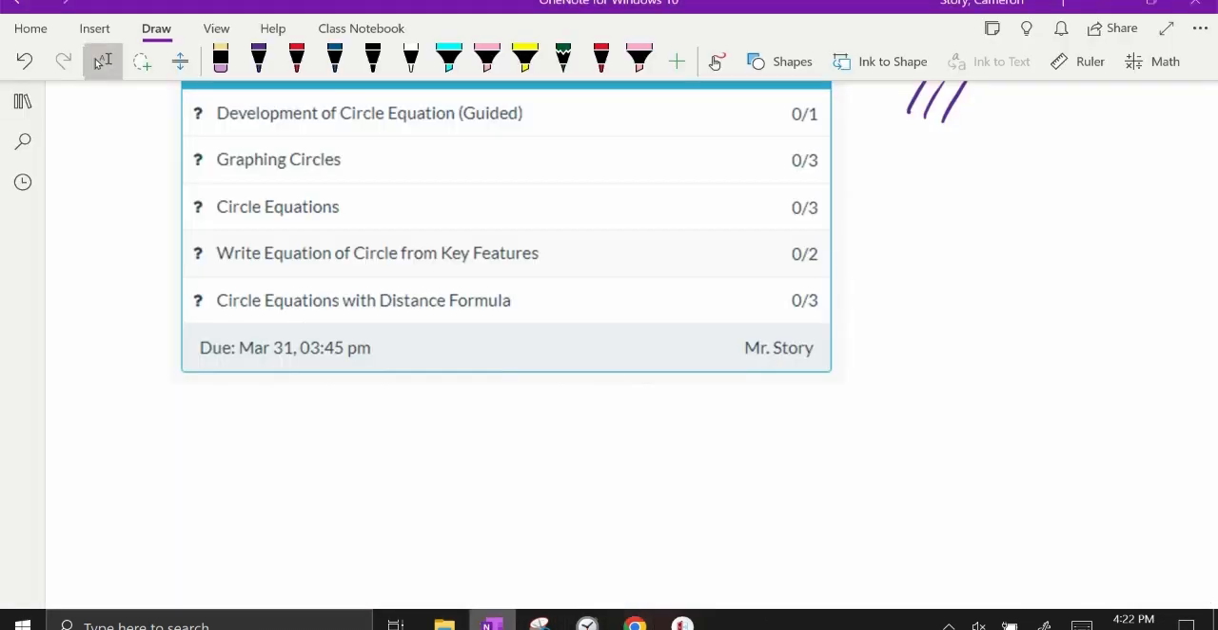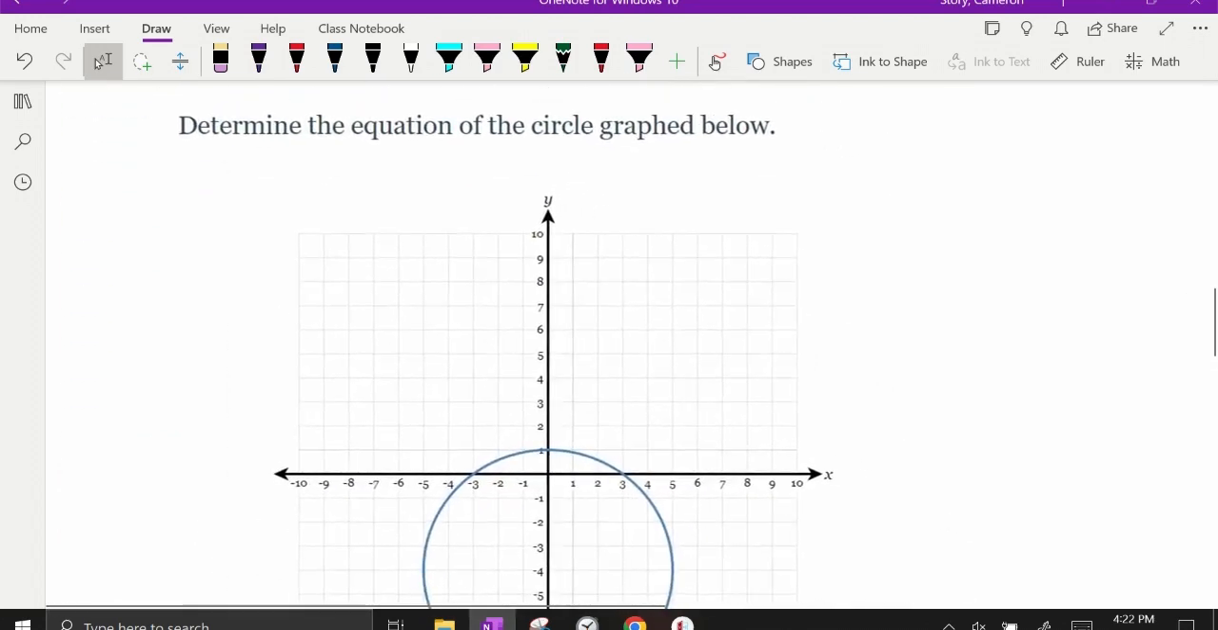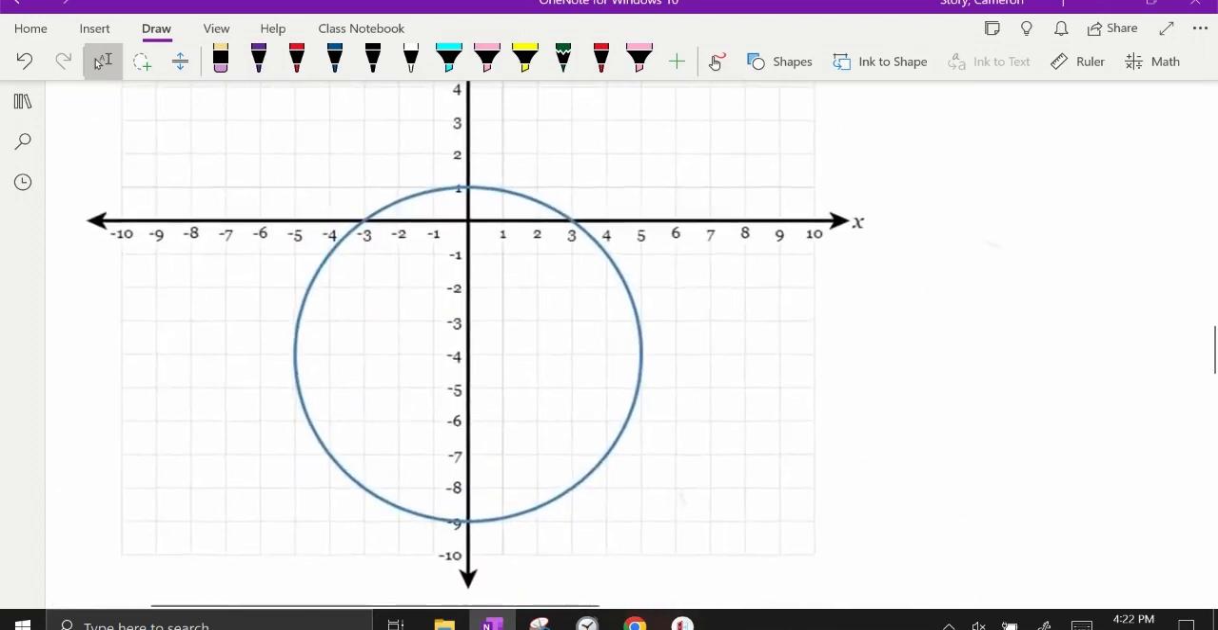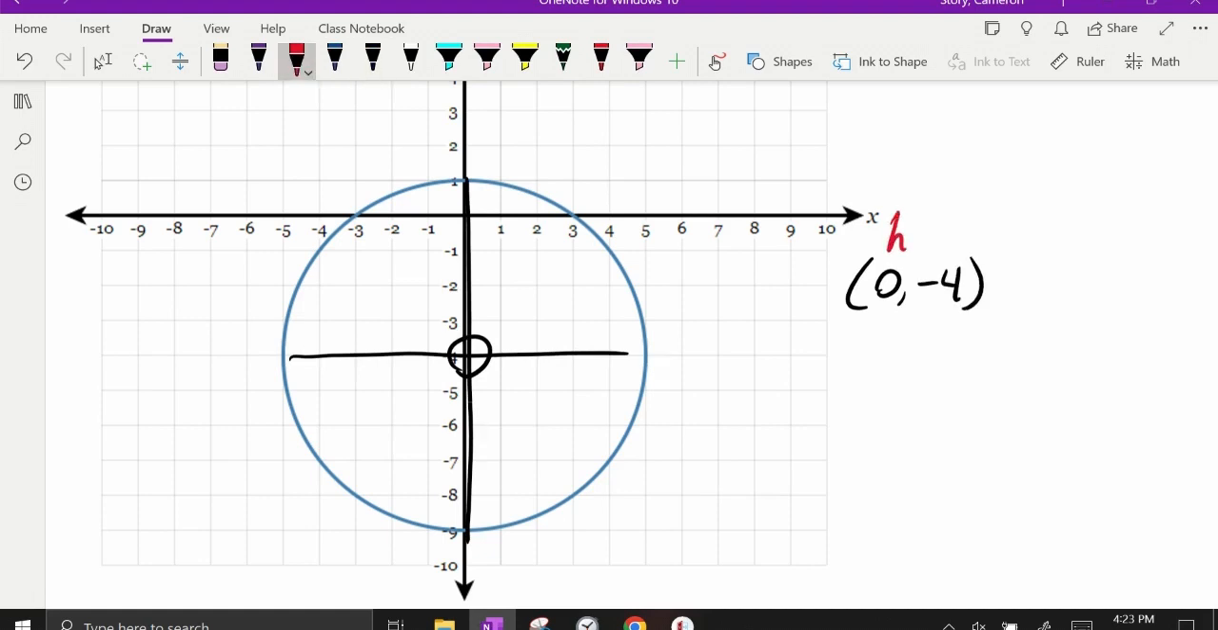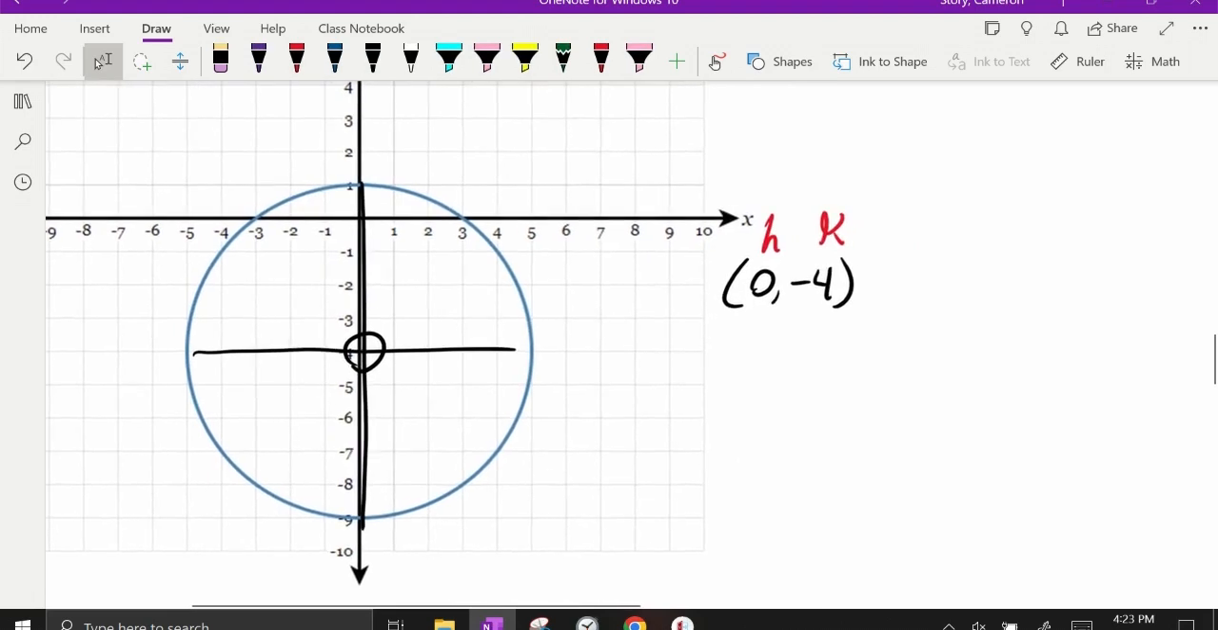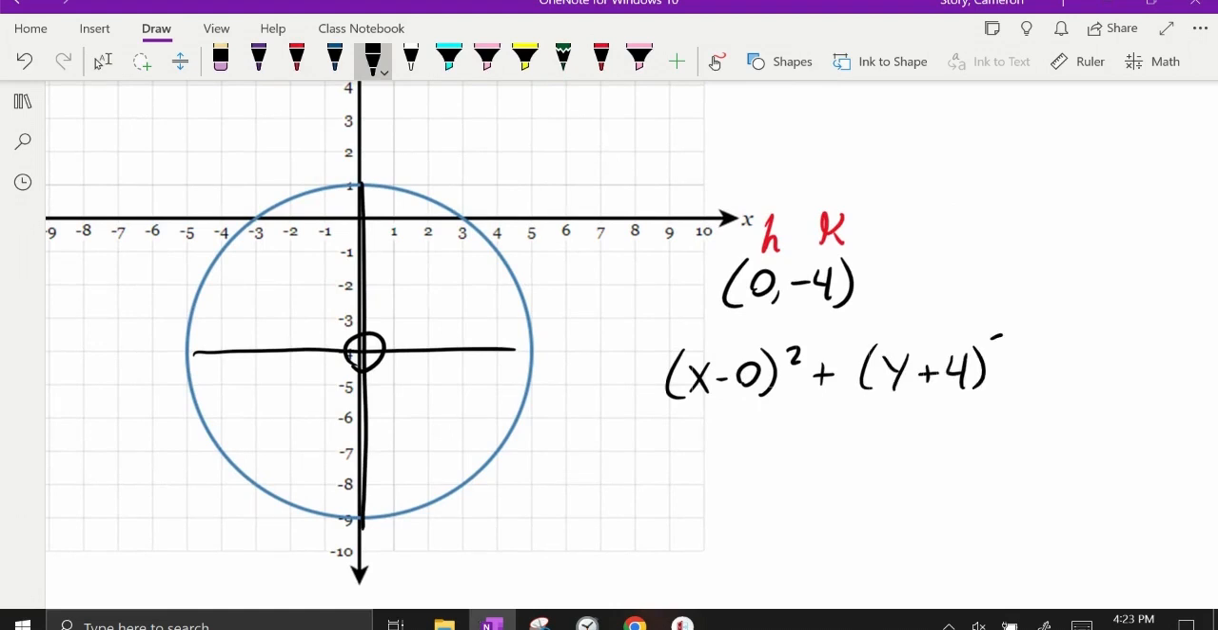The next type of problem we'll work on is the second section, determine the equation of the circle graphed below. To do this, we're going to have to find the center just by looking at where the diameters are. So we could see that the center is at 0 comma negative 4, which means that h is 0 and k is negative 4. So my equation would be x minus 0 squared plus y, we'll flip the sign, plus 4 squared is equal to the radius squared.